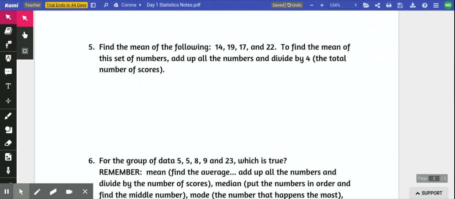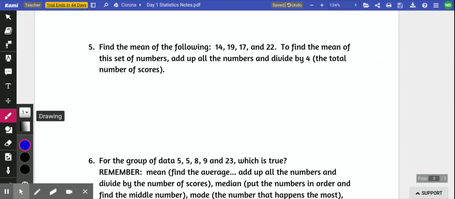If you want to do one more practice of the mean, number 5 says find the mean of the following. I got 4 scores. So to find the mean of the set of numbers, we're going to add up all those numbers, and in this case, we're dividing by 4 because that's the number of elements in my set of data. And when I say elements, I just mean the individual numbers in the set of data.